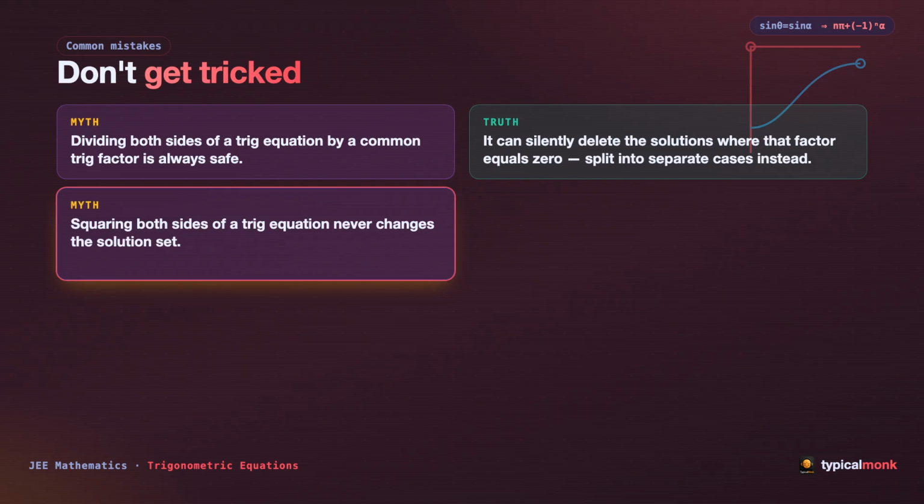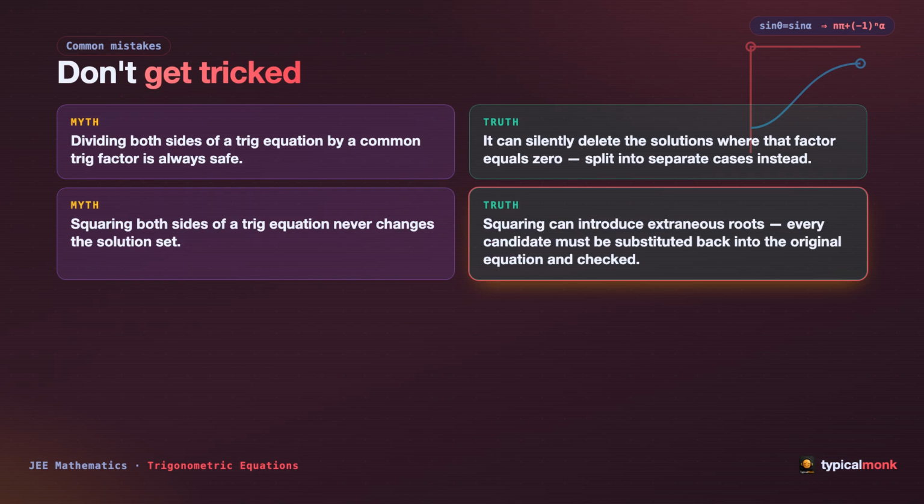Myth 2. Squaring both sides of a trig equation never changes the solution set. One operation, surely it treats both sides fairly? The truth: squaring can introduce extraneous roots, answers that satisfy the squared equation but fail the original one. Every candidate must be substituted back and checked, without exception.